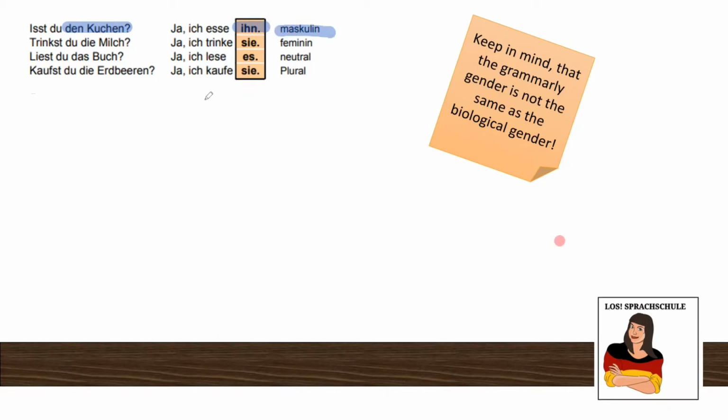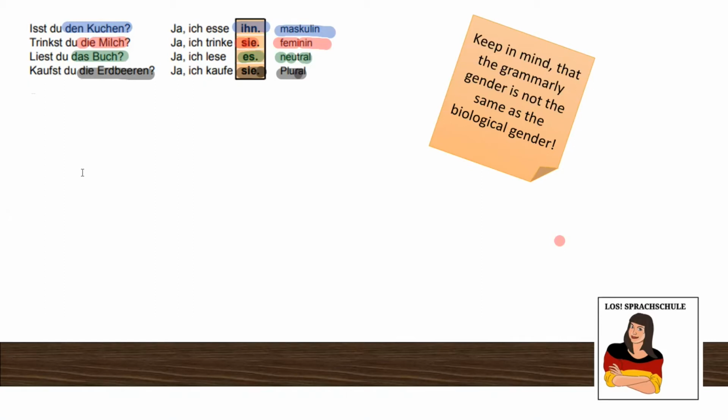Trinkst du die Milch? Ja, ich trinke sie. Do you drink the milk? Yes, I will drink it. Feminine. Liest du das Buch? Ja, ich lese es. Do you read the book? Yes, I read it. Neutral. So in English it is it, but in German it is ihn, sie, es. And the plural form is the last one. Kaufst du die Erdbeeren? Ja, ich kaufe sie. Do you buy the strawberries? Yes, I buy them. This is what this is about.